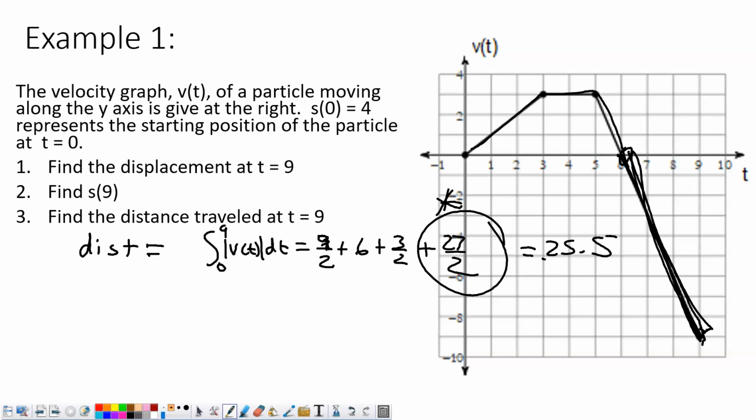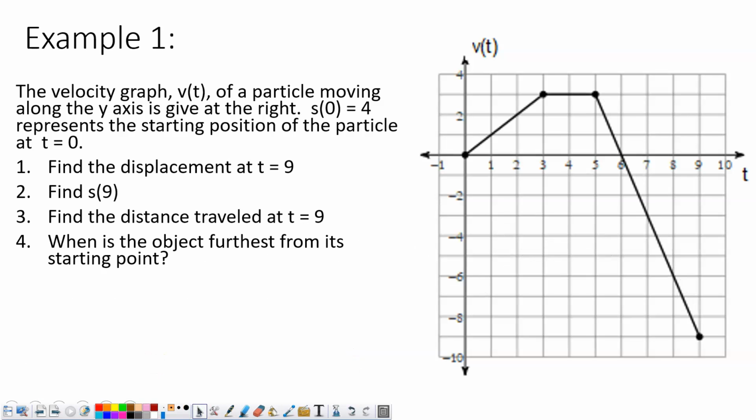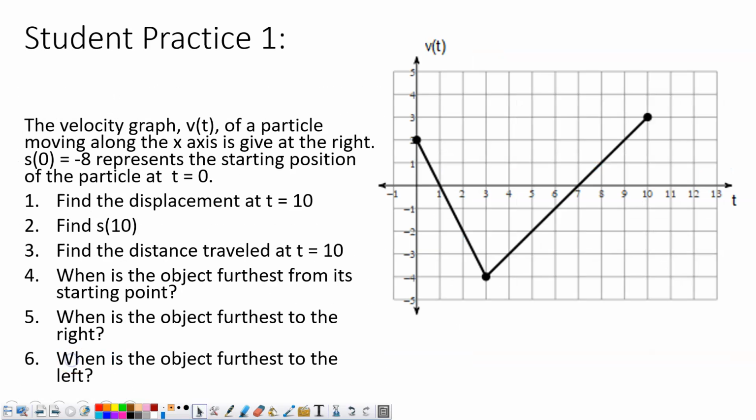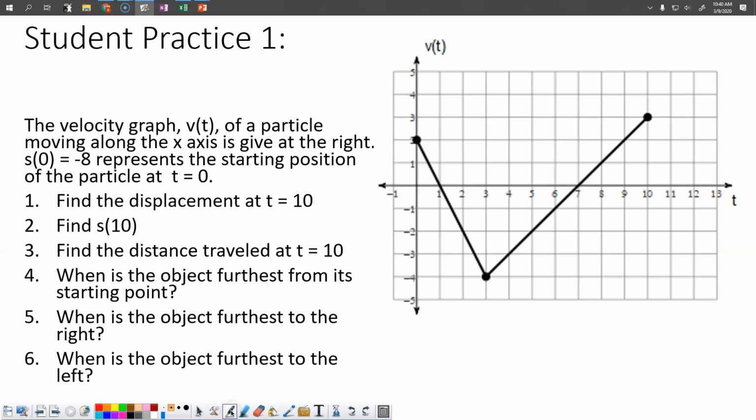Okay. So there's that. So I'm going to clear that. Let you guys try one like that real quick before we move on. Go ahead. On your student practice here, I want you guys to do 1 and 3. And I want you to notice that you're moving on the x-axis and you have a different starting point as well. Okay? So for displacement we had, what was it again? Negative 13 over 2. And for distance we had 35 over 2.